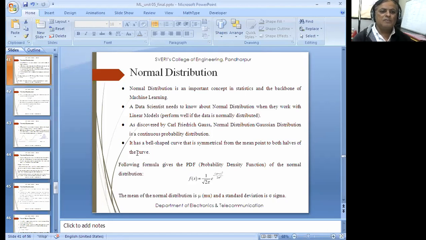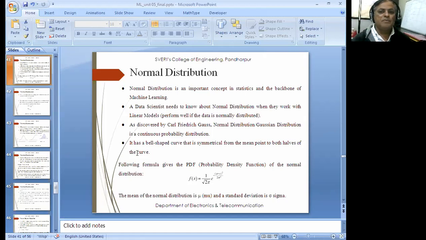As discovered by Carl Friedrich Gauss, the normal distribution or the Gaussian distribution is a continuous probability distribution. So obviously it is dealing with probability, one of the probability concepts. Hence, we can say that the normal distribution or the Gaussian distribution falls under the continuous probability distribution. It is a bell-shaped curve, which we saw at that time, that is symmetrical from the mean point on both halves of the curve. It was exactly a bell-shaped curve.